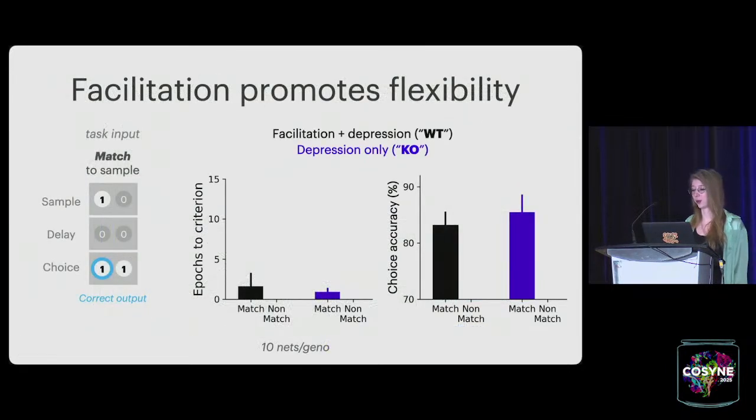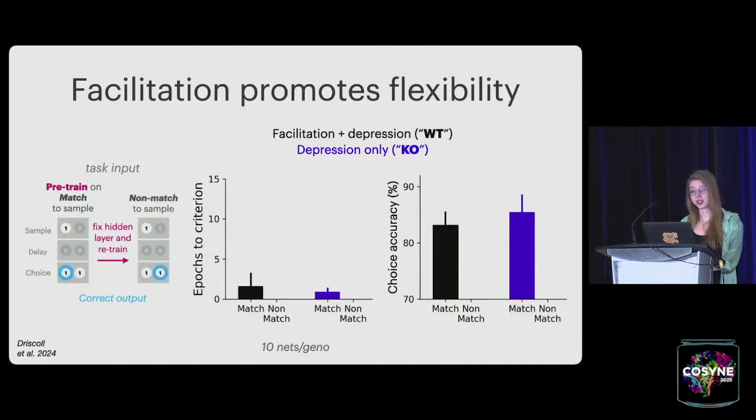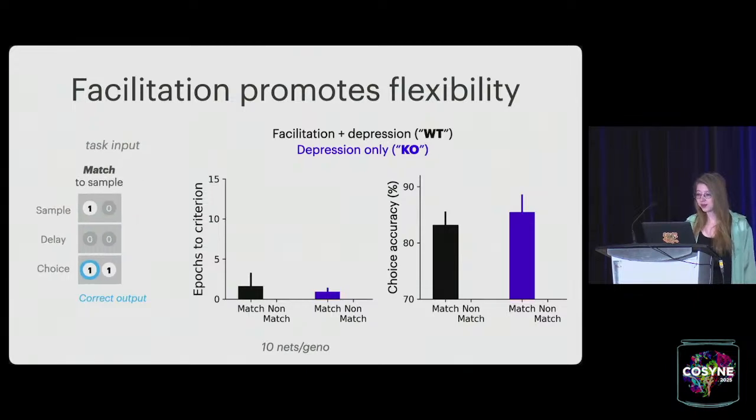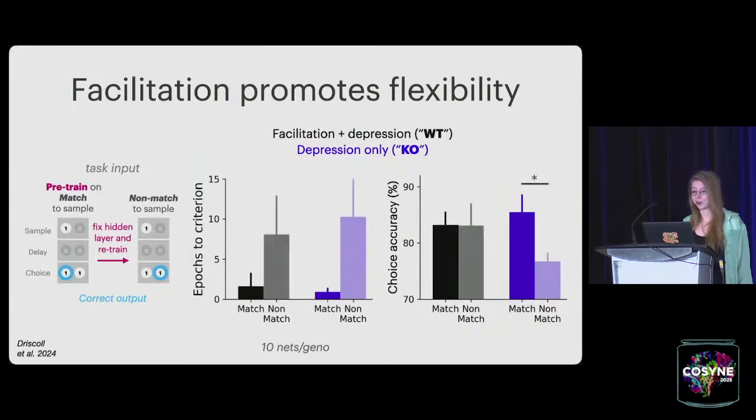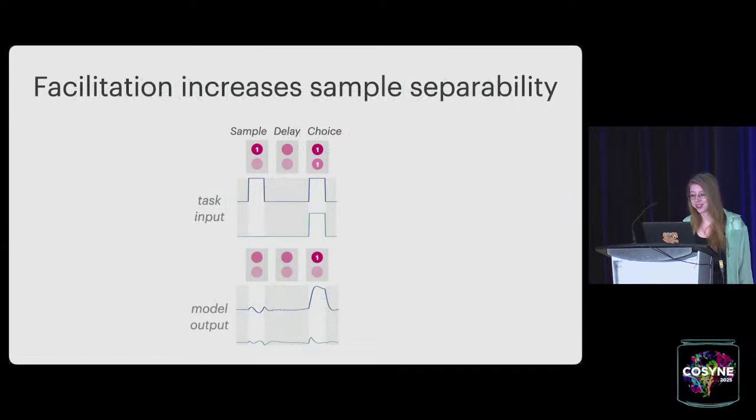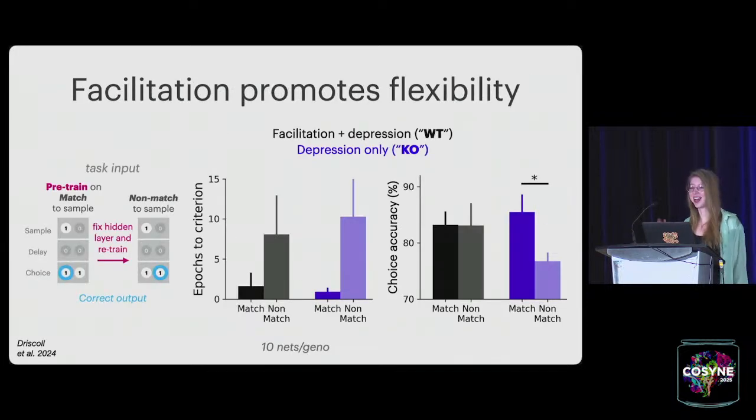The two types of networks learn this task at similar rates and achieved similar levels of accuracy. However, once we fixed their recurrent connections and tried to retrain only the input and output weights on a reversed rule, so pre-training on match, fixing the hidden weights, and then training on non-match, we find that the wild-type networks adapted successfully, but the knockout networks could not reach the same level of performance on the reversed version of the task, which mirrors the behavioral data that we have from mice.